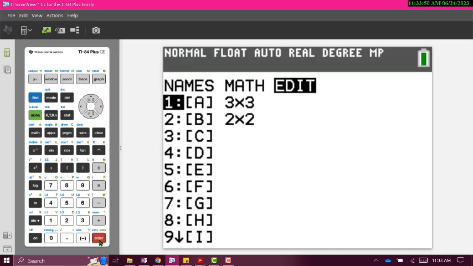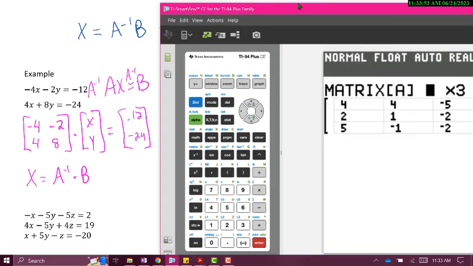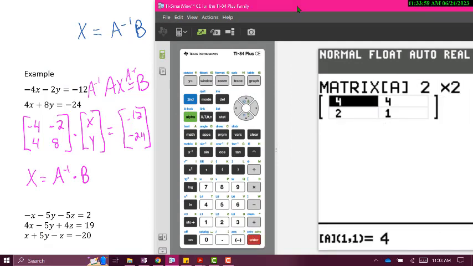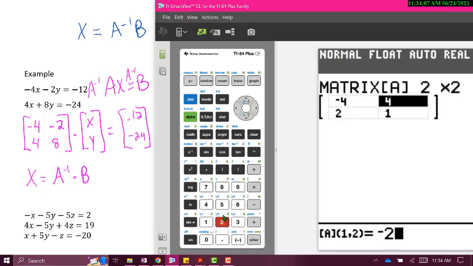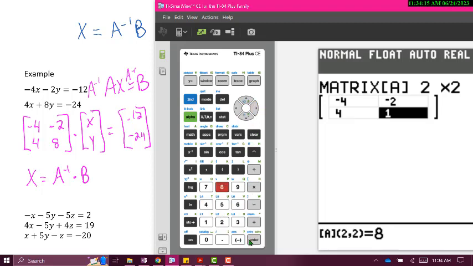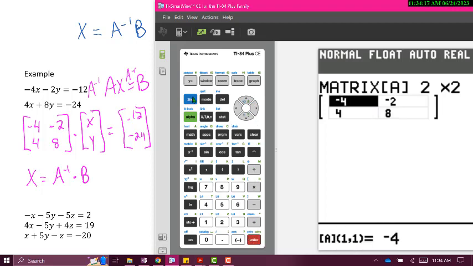We want to go to edit. And matrix A is just a 2 by 2. So you just type in the dimensions. Then you type in your numbers. Make sure when you do negatives, you do the negative button, not the minus button. Because TI is a pain in the... I mean, they're a little bit difficult. 4 and then 8, so that's matrix A.